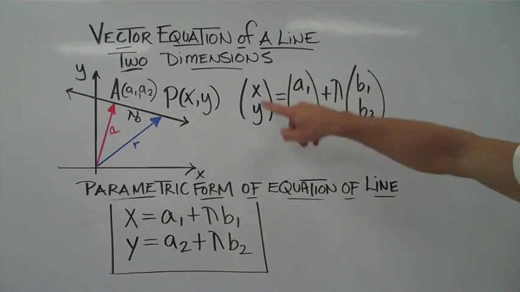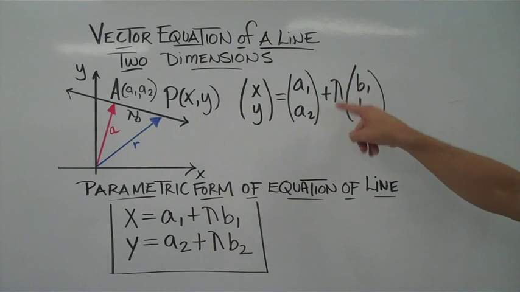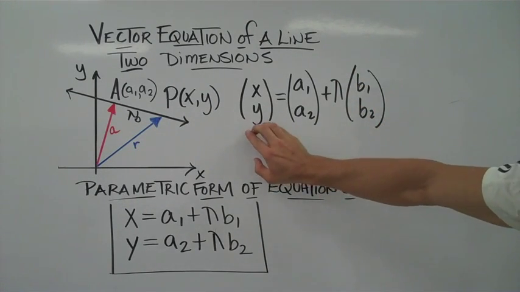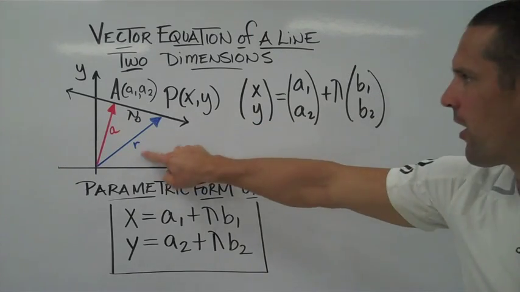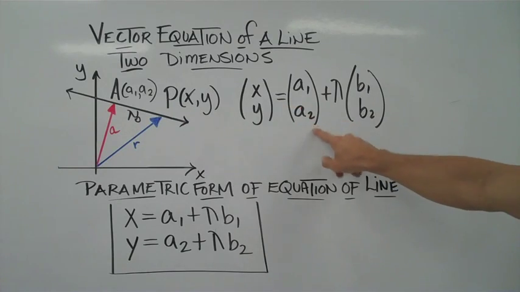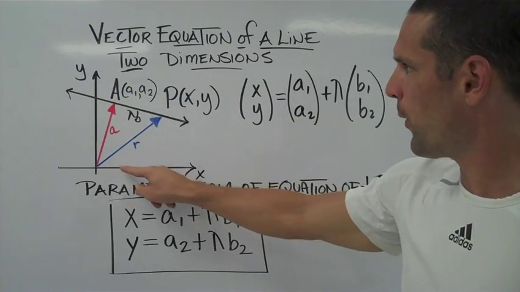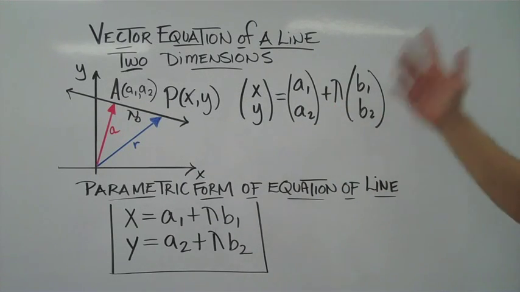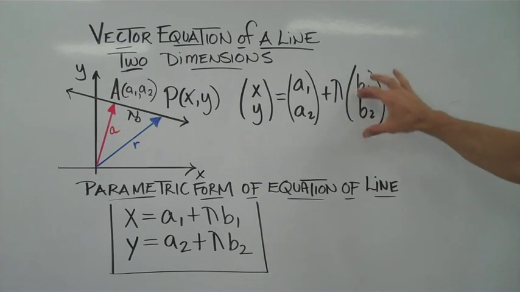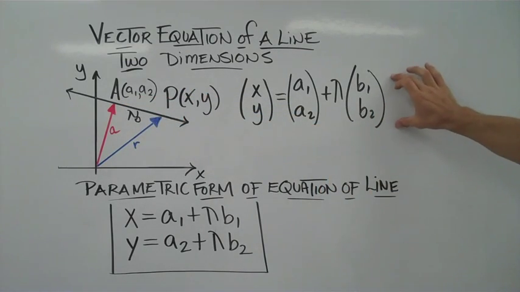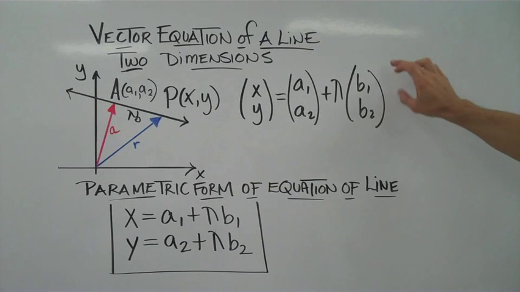We know that R equals A plus lambda B. And we can break that up into the position vector of R, which is over X up Y, is equal to the position vector of this point A, over A1 up A2, plus lambda, some factor which I don't know, times over B1 down B2. And that's the directional vector, not the position vector, but the directional vector of vector B.